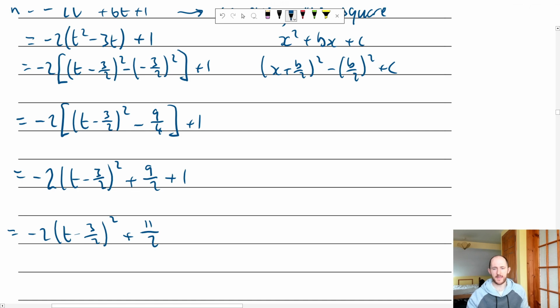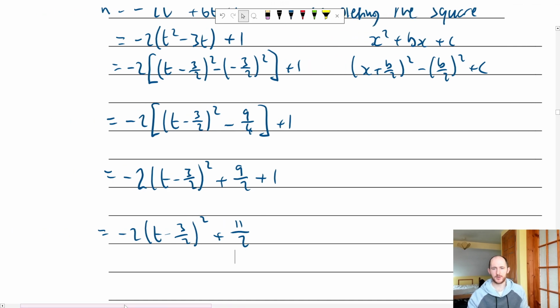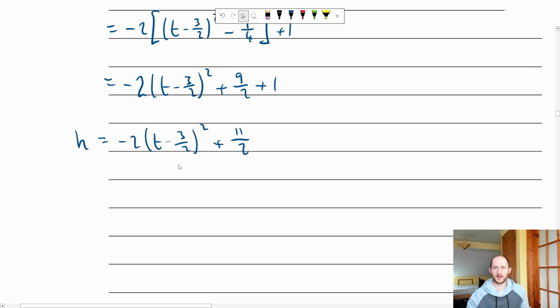11 over 2. And that is for the height, h. So now we're working out the maximum of this equation. Well, if you remember how to work out the maximum, all you do is you flip the sign of this, and that's your x value. And you keep this exactly the same, 11 over 2.